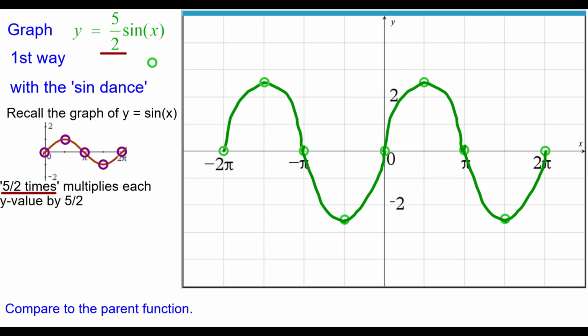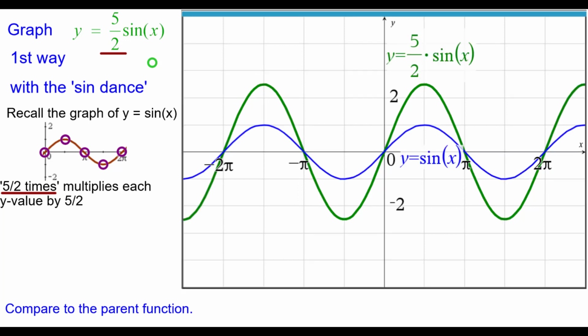Let's compare it to the parent function. Our answer is in green, the parent function is in blue. And we can see that the blue coordinate times 5 halves is the green coordinate, not for just these points, but for every single point on the graph. Pause as needed.